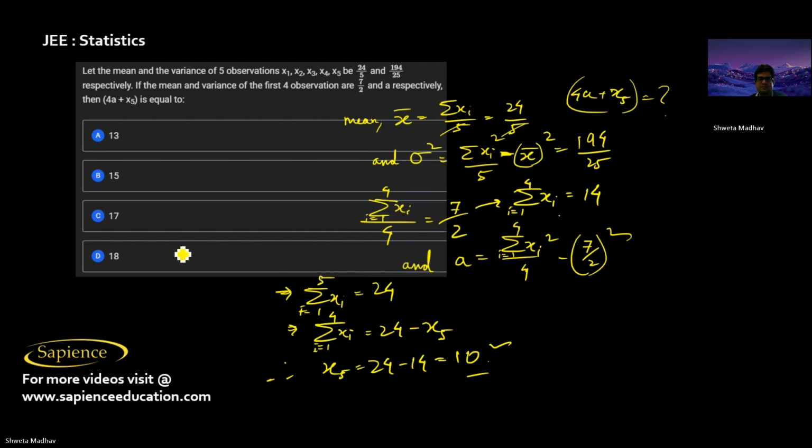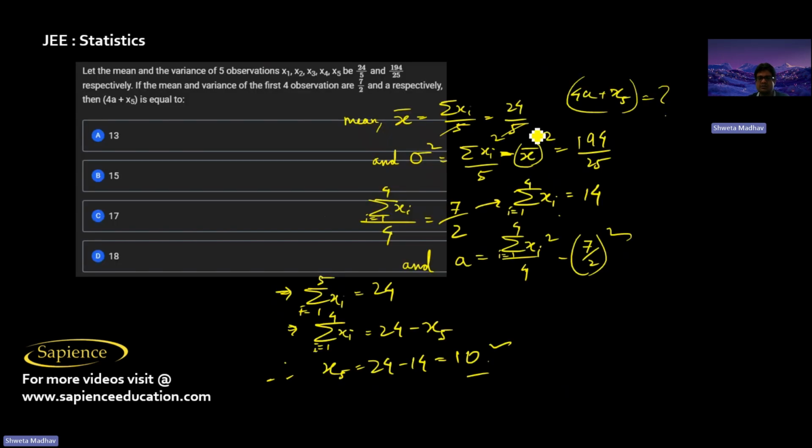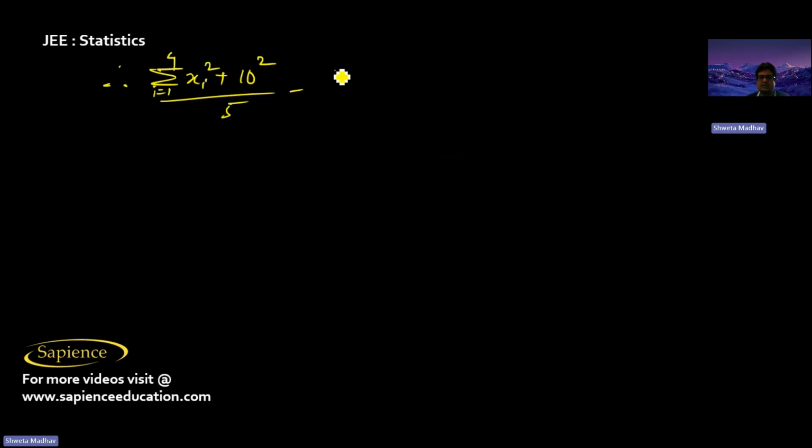Here it is told that summation xi square, i goes from 1 to 4, plus x5 square, that is 10 square, divided by 5 minus x bar, which is 24 by 5 whole square, will be equal to 194 by 25.